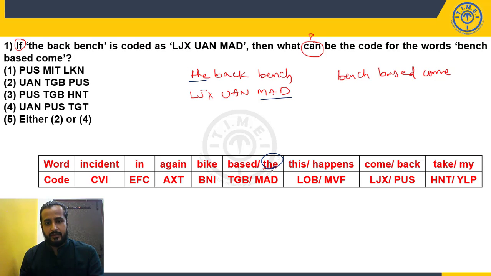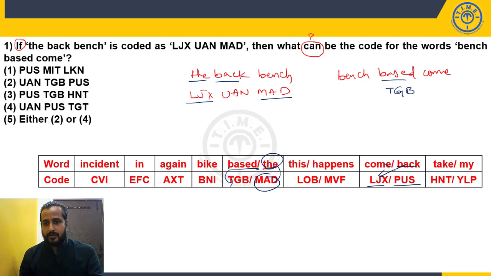you can say definitely the code for "the" is MAD. So the code for "the" is MAD, right? So automatically the code for "based" will be TGB. This is what is given in the question, right? So the code for "based" is TGB. Fine. Now come to the word "back". What is the code for back? LJX or PUS. But what is given here? LJX. So the code for "back" is LJX.